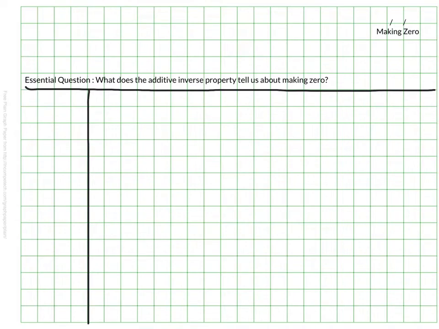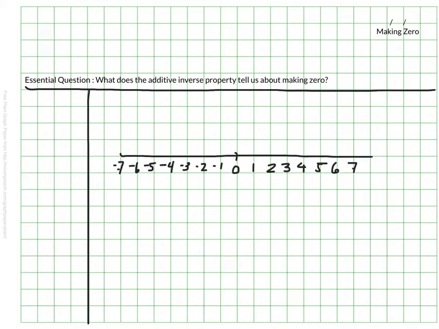Before we get too far, let's review a few things from last year, and to do that I'm going to draw a quick number line. First things first, when we are looking to the right of zero on the number line, we are looking at positive numbers. And of course, when we are looking to the left of zero, we are looking at negative numbers.